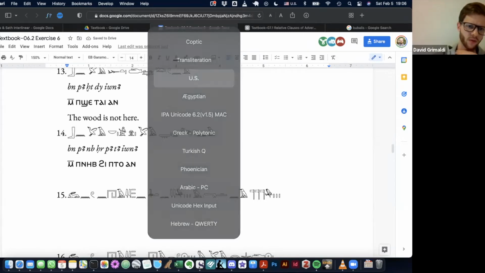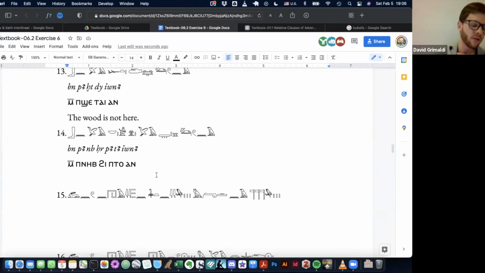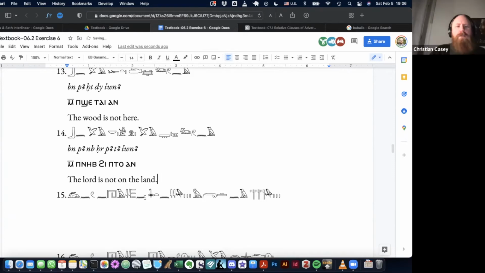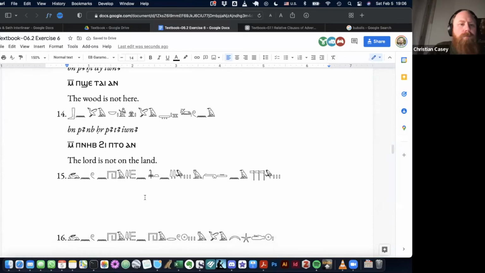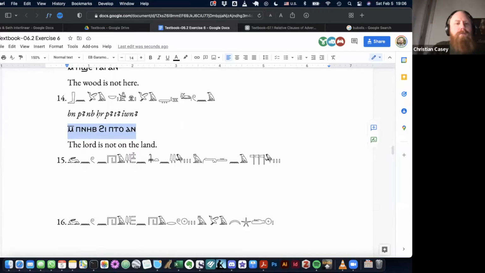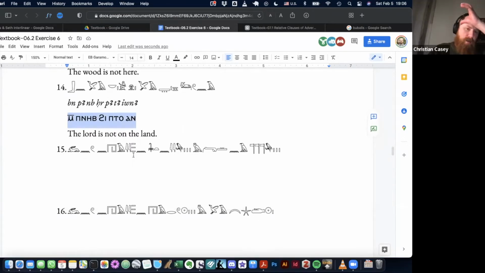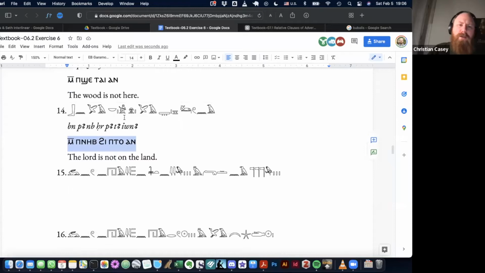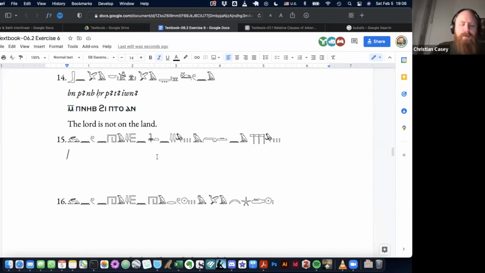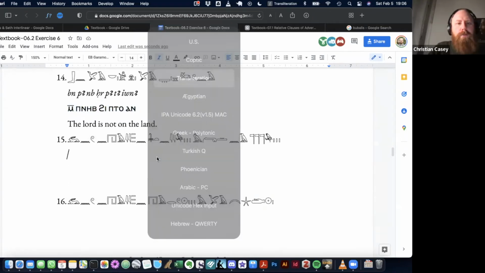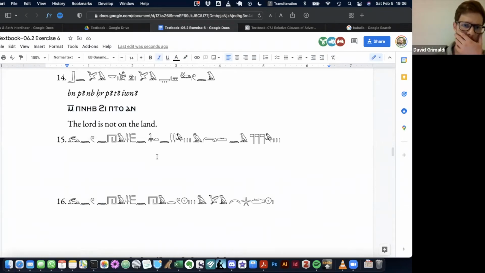So the Lord is not on the land. Yeah. I'm always so pleased when they turn out to be really decent Coptic sentences, because the Coptic that we're using here is just meant to illustrate the late Egyptian. It's not always good Coptic, but I think that is actually pretty good Coptic. Okay, let's do another one.